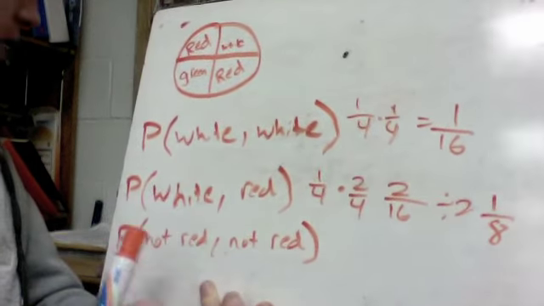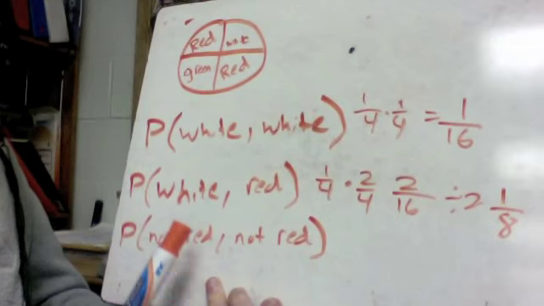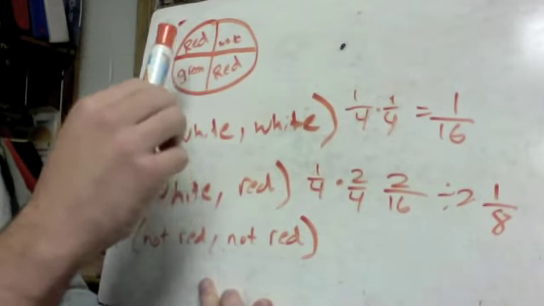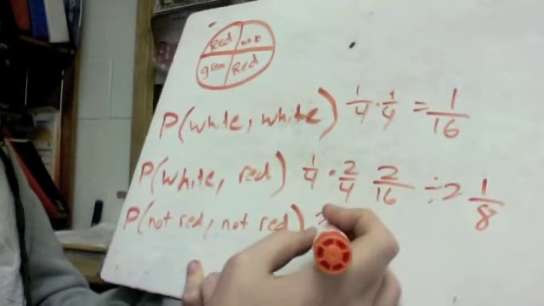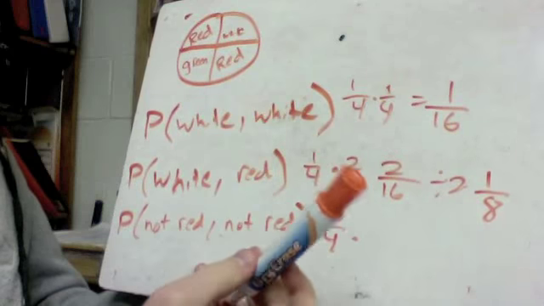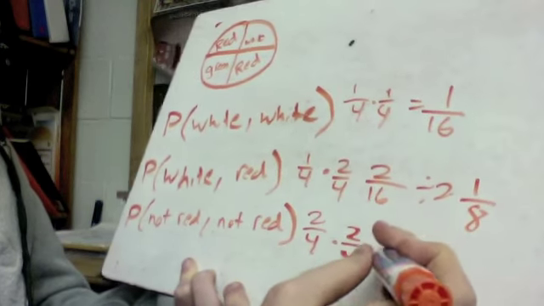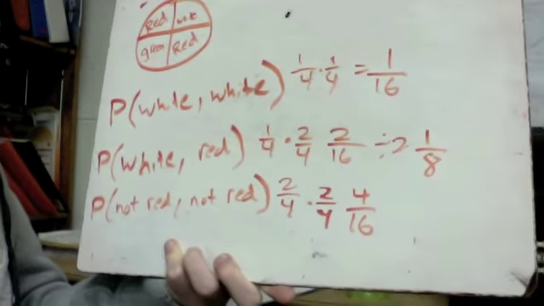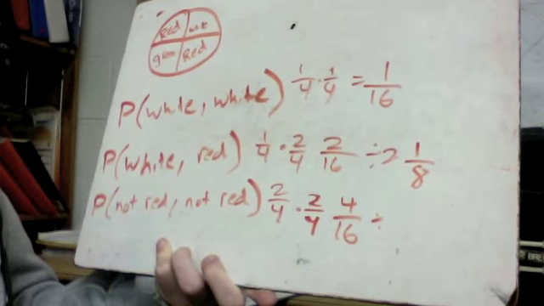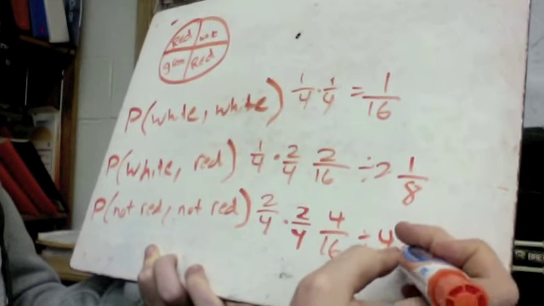And then the probability of not getting any reds on 2 spins. So the probability of not red and then not red again. The probability of not red is 2 out of 4. The probability of not red again is still 2 out of 4. So we have 2 out of 4 and 2 out of 4. That's going to be 4 on top, and that's going to be 16. Again, I can reduce this down. A lot of numbers can go into this, but let's use the biggest number possible. 4 can go into both of these. Divide by 4, and I get 1/4.